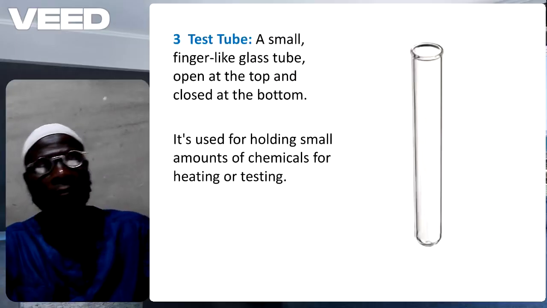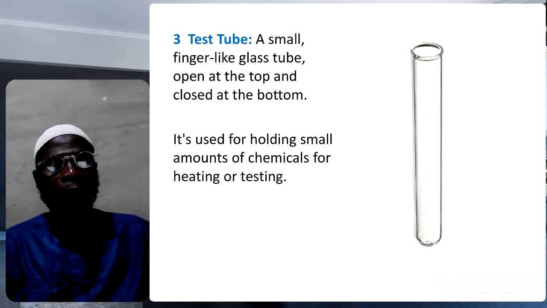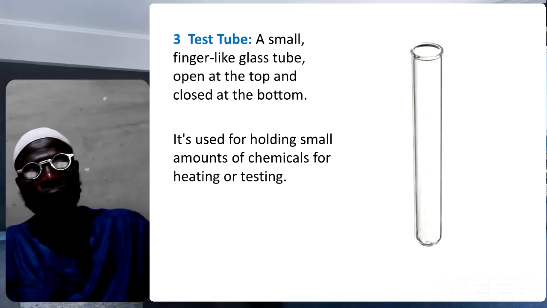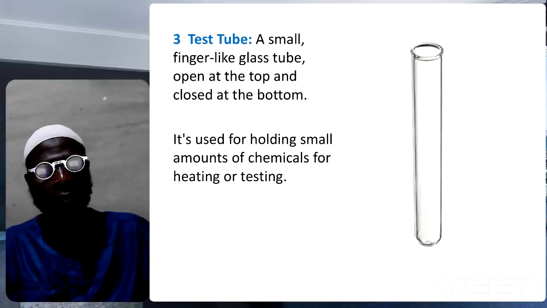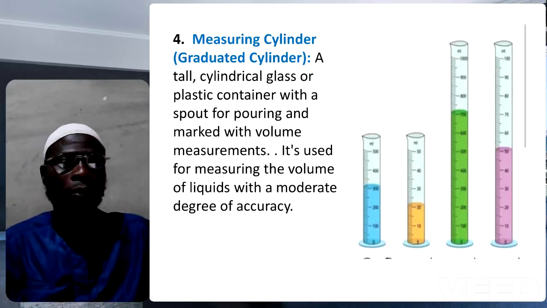The number three is a test tube. It's a small finger-like glass tube, open at the top and closed at the bottom. It is used for holding a small amount of chemical for heating or testing. So we pour chemical into it, and if we want to test a chemical, we put the chemical in it to test. If we want to heat the chemical, it is what we normally use to heat it during the experiments.